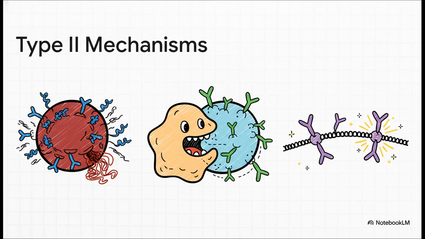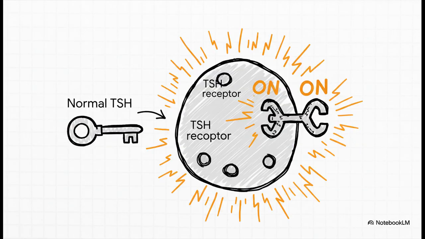Or third, and this is really interesting, it can just mess with the cell's function by using antibodies to either block its signals or jam them into the on position. Graves' disease is a perfect example of that third mechanism in action. Here, an antibody doesn't destroy the thyroid cell. Instead, it impersonates a hormone called TSH. It binds to the receptor and just holds down the go button, forcing the thyroid to work overtime and pump out way too much thyroid hormone.